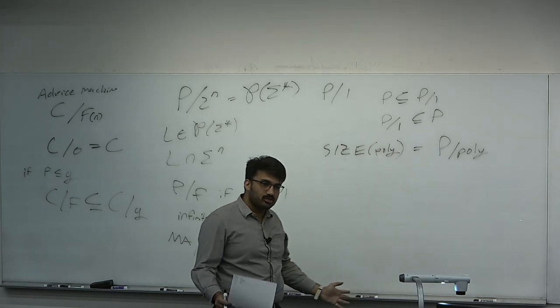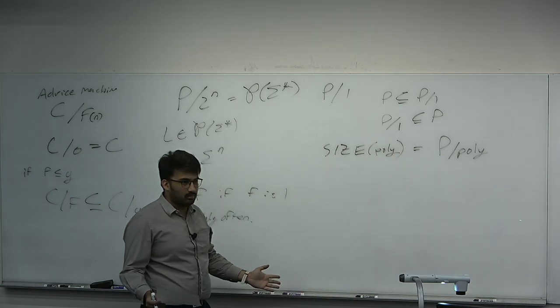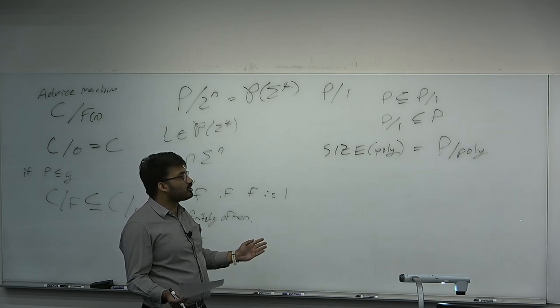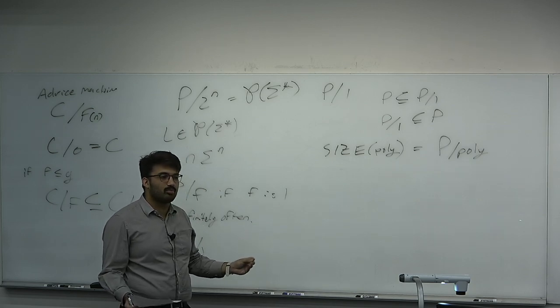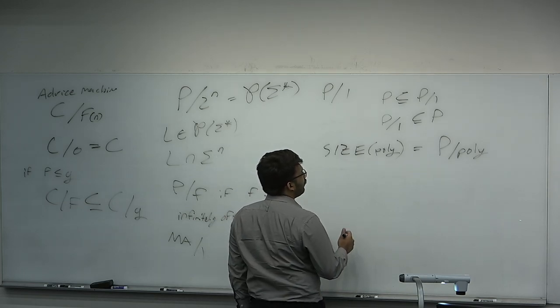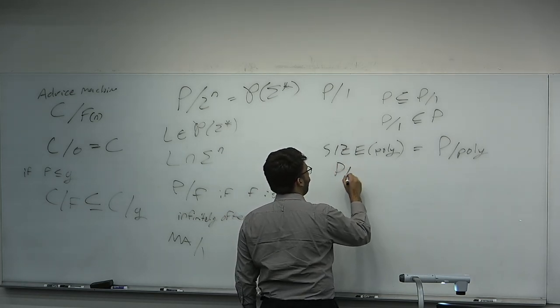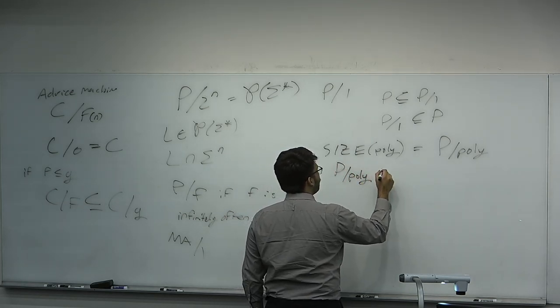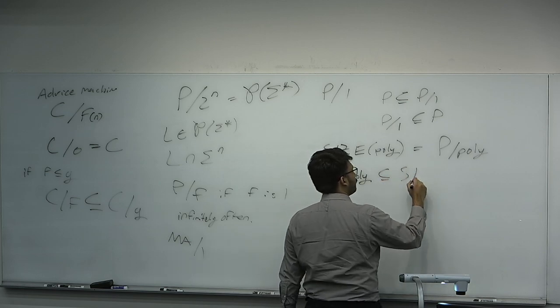Now, how do you prove two sets are equal? You do a double set containment. So we're going to do a double set containment of this. And I think it's such a beautiful, simple proof. You could probably figure this one out on your own. Let's do this way first. Why is P/poly contained in size poly?